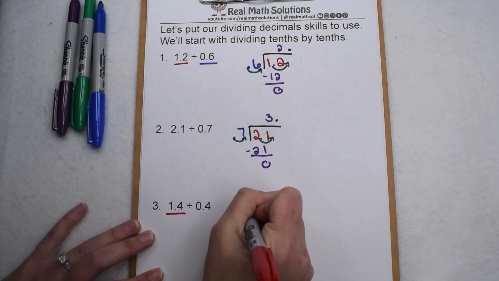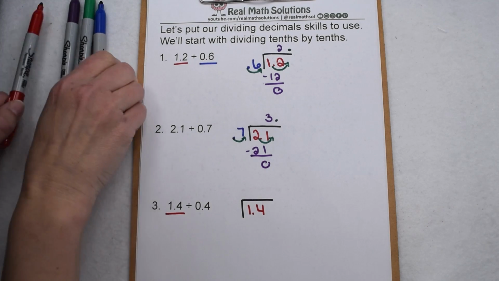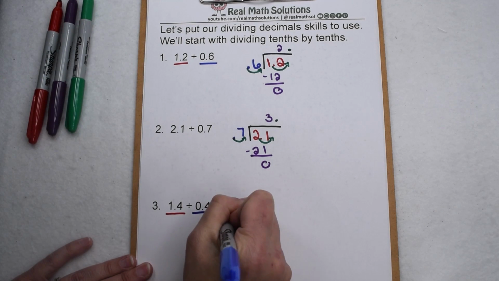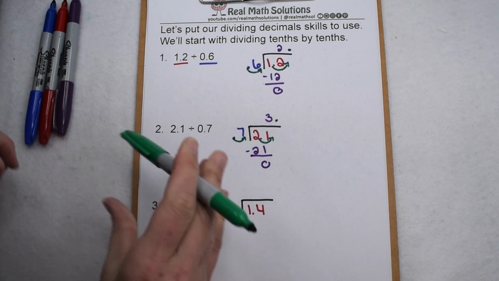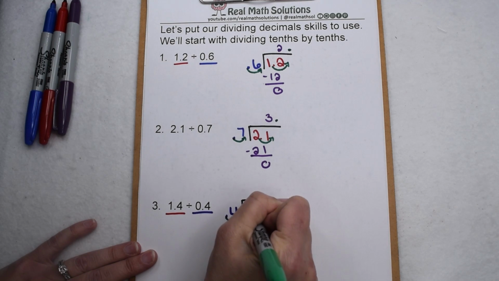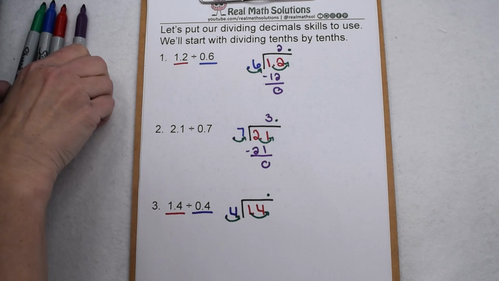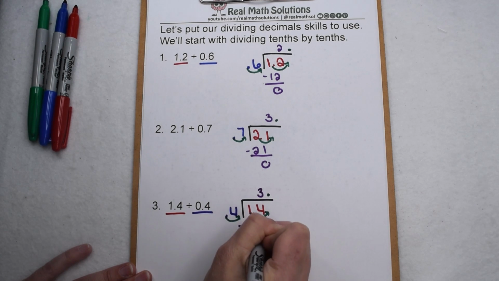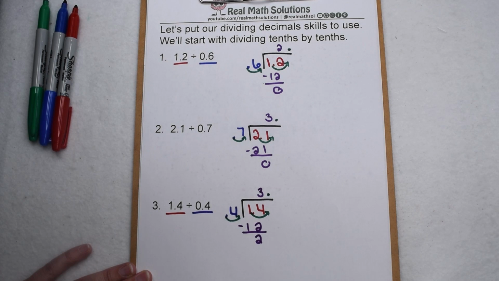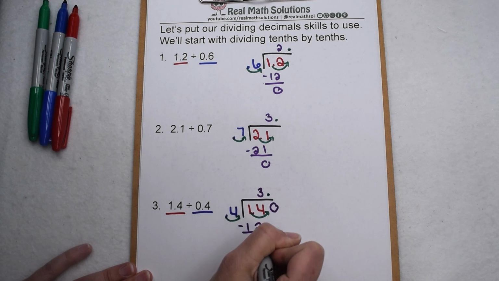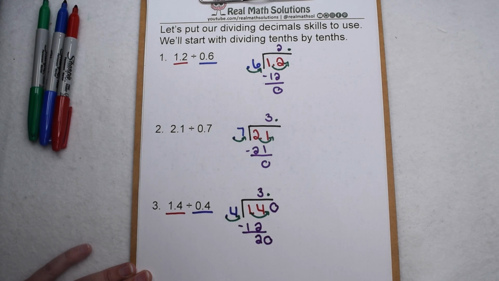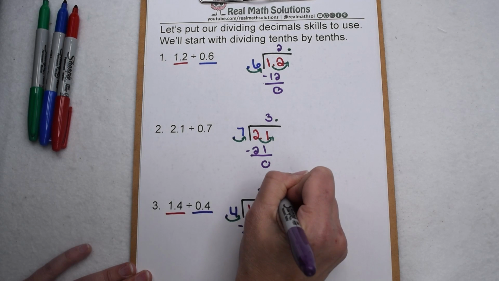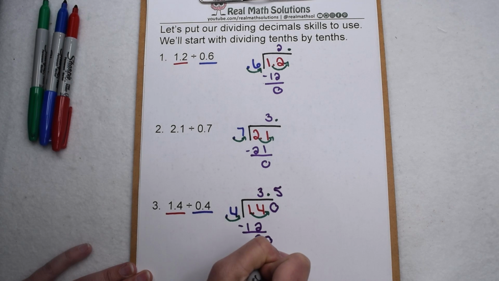But let's look a little more closely at 1 and 4 tenths divided by 4 tenths. Dividend goes in the house, divisor goes outside, move the decimal like we did before, so far everything looks the same. But now when we go to divide, 4 goes into 14 3 times, subtract 12, that leaves me with 2. To deal with that remainder, I need to start filling in the zeros behind my decimal and use those place values. 4 goes into 20 5 times, now none is left over, so 1 and 4 tenths divided by 4 tenths comes out to be 3 and 5 tenths.